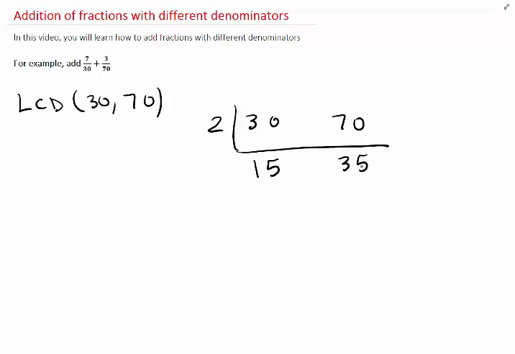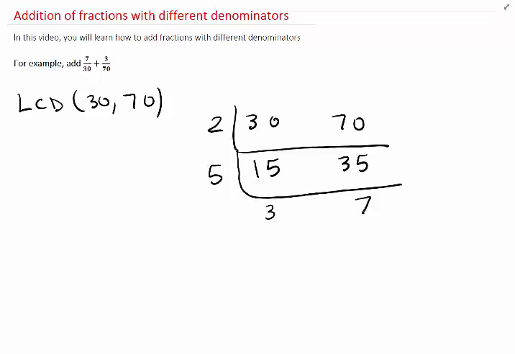Now, repeat the same step. We have 15 and 35. Is there a common prime factor that goes into 15 and 35? The smallest one that I can think of is 5. 5 goes into 15 3 times, and 5 goes into 35 7 times. So 15 divided by 5 is 3, and 35 divided by 5 is 7. Now let's repeat the step. Well, for 3 and 7, the only common factor is 1. So we end the division right here.